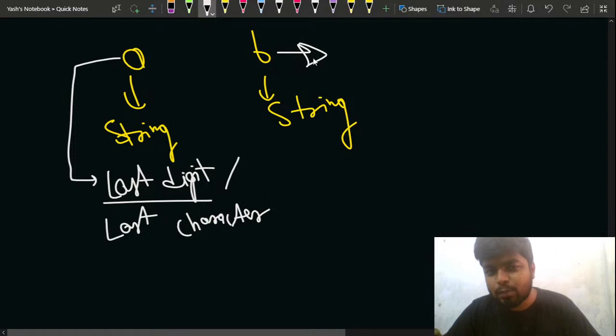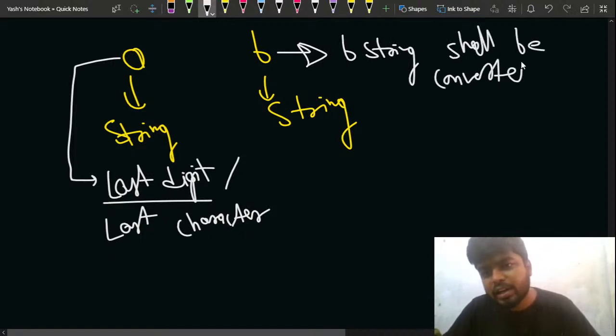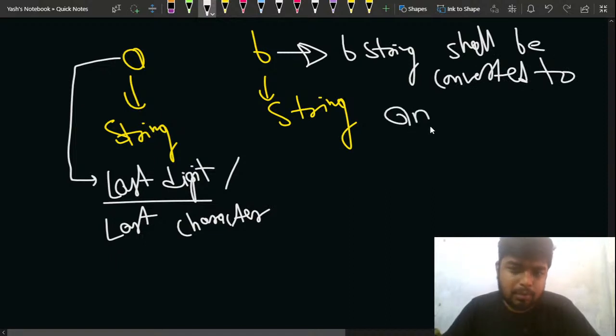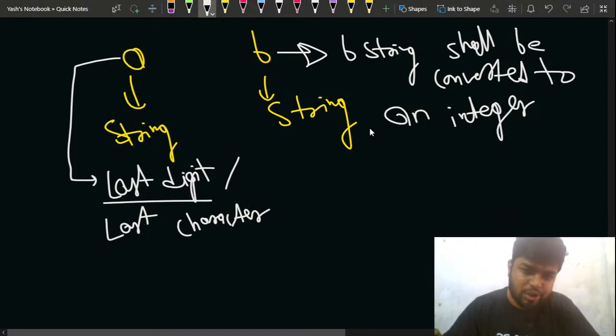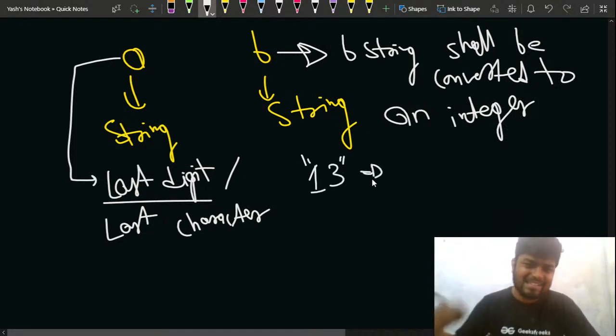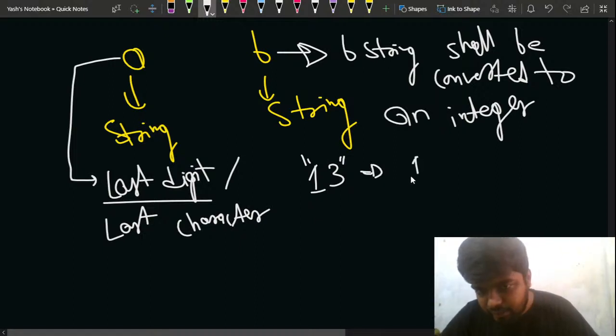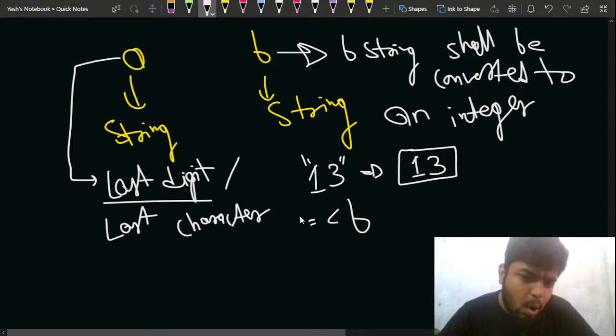No. I need to convert this b string to an integer, right? Everyone will agree to this, that this b string should be converted to an integer. If I am giving a string as b as 13, then I have to convert it to an integer. Does everyone agree to this? I'll have to make it as 13, the number, because notice that b is between 1 to 1000.